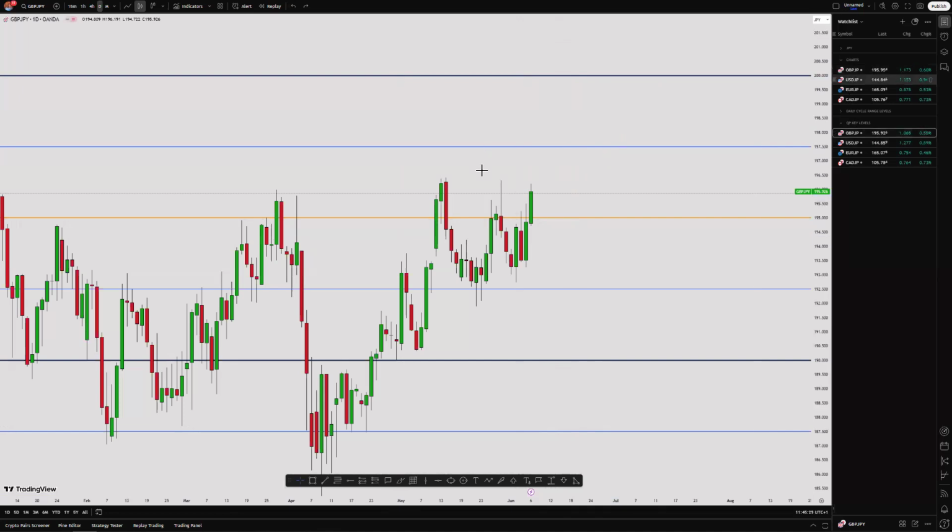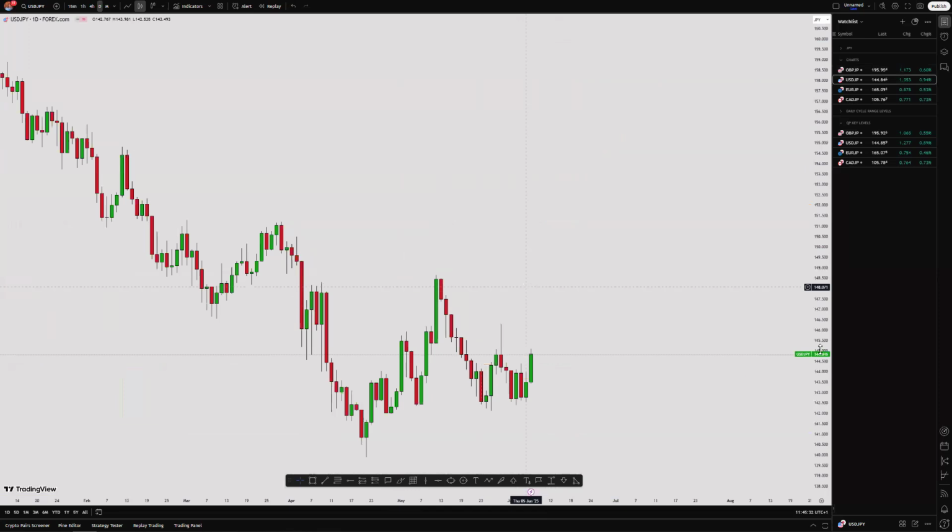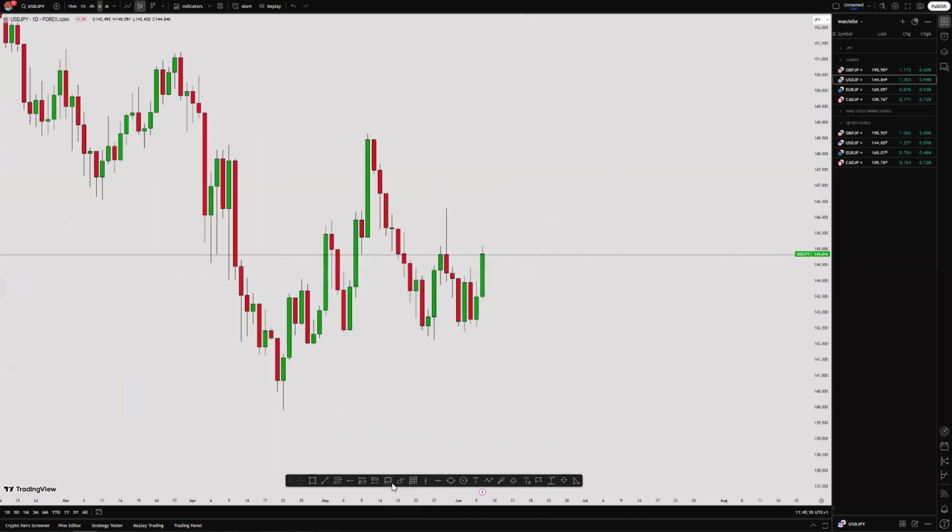On the USD JPY, bullish price action also, as you can see, we are still respecting the daily break of structure we have here. Price came back for retracement. This is our lows and our highs, right? So we can expect and anticipate some more bullish price action, targeting overall these highs.